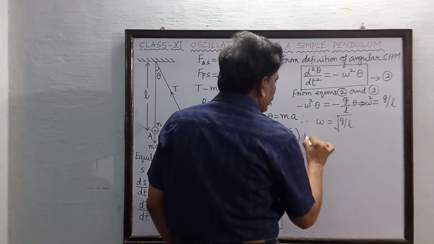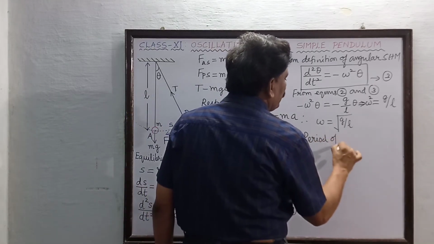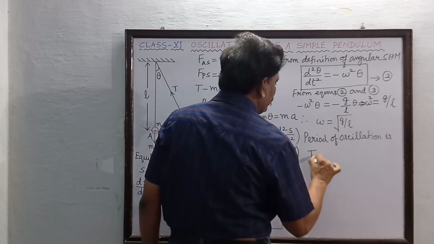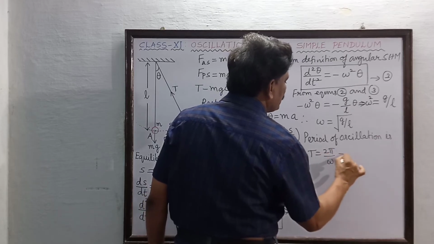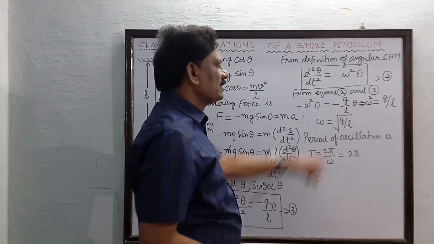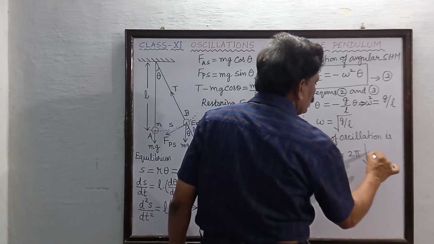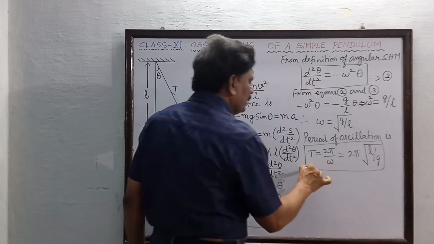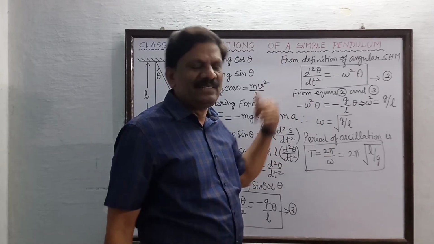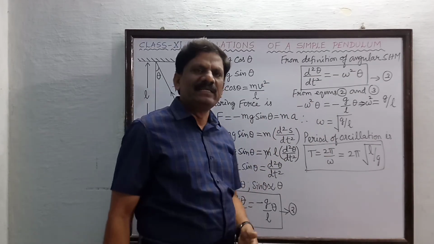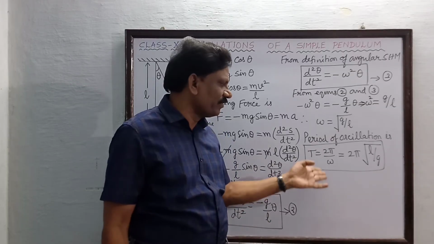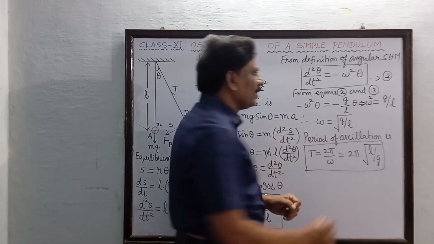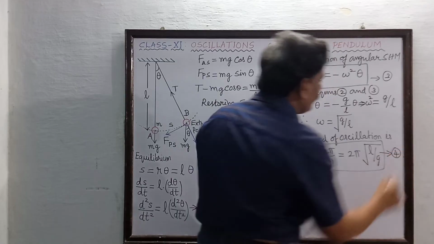Now the period of oscillation of the simple pendulum is given by T is equal to 2 pi by omega. This is equal to 2 pi divided by square root of g by L, which is also equal to 2 pi root L by g. This is the equation which we have derived many times. In the beginning of this 11th standard, first chapter, we derived the same equation by the dimensional analysis method also. Do you remember or not? So T is equal to 2 pi into square root of L by g. This is equation number 4.